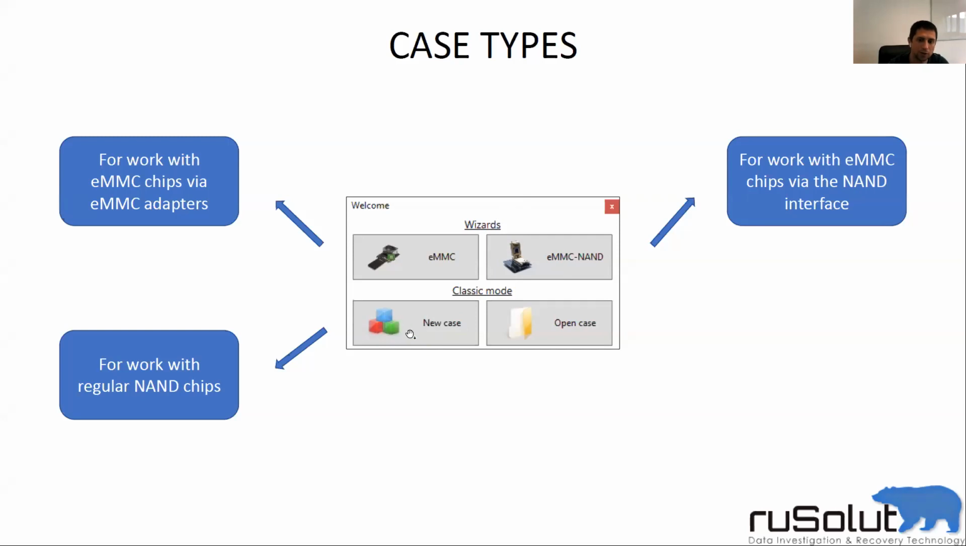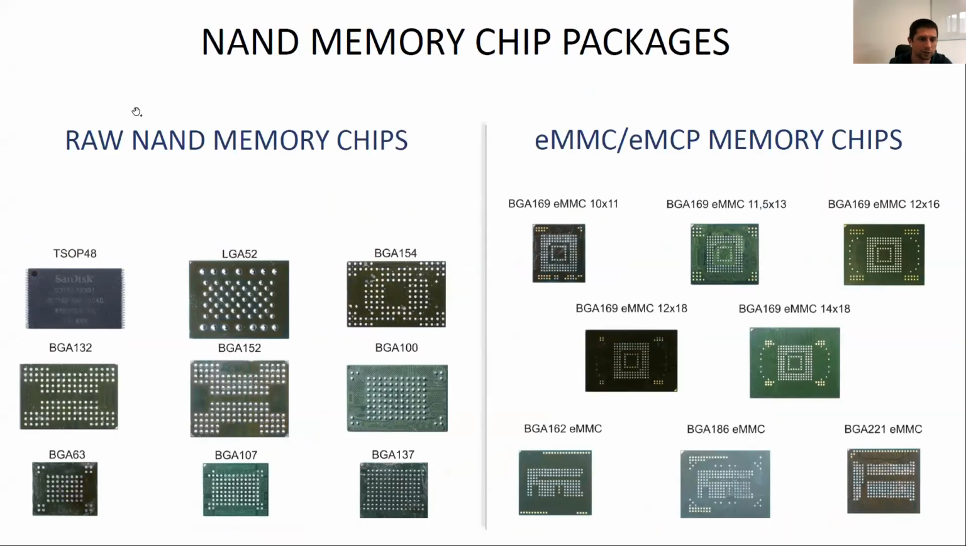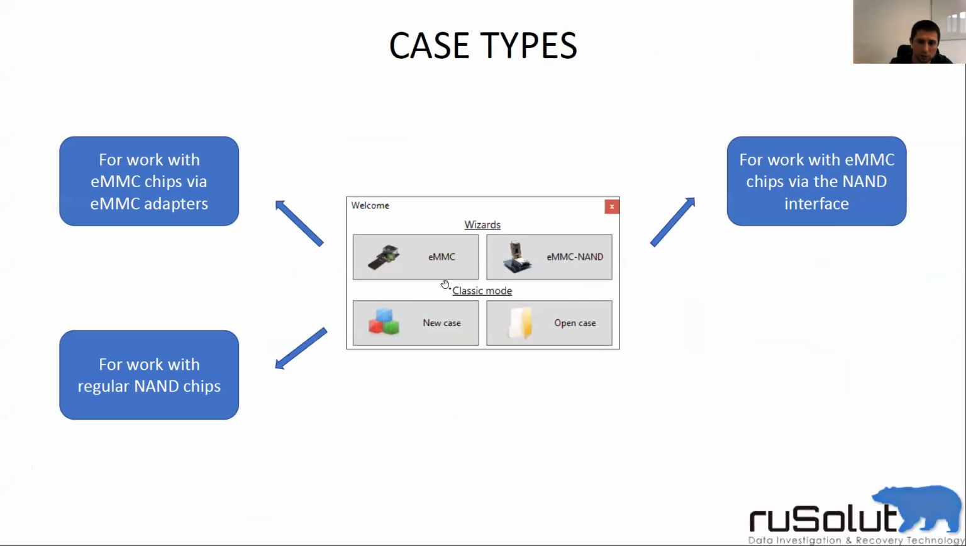And there are two classic modes. It's for new case, so it's for regular NAND case where you have some raw NAND chip. You can create new case, or you can open previous case. On this screen, we can see type of memory chips. From the left side, we can see raw NAND memory chips with the different packages, and from the right side, there are eMMC chips. So for those chips, from the right side, you can use either this mode or this mode. This mode in case if this chip is good and it's alive, and in case if the chip is damaged, you can use this mode.